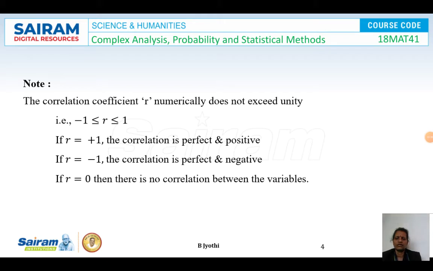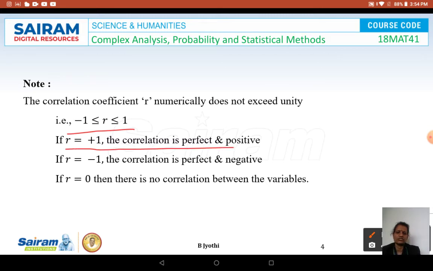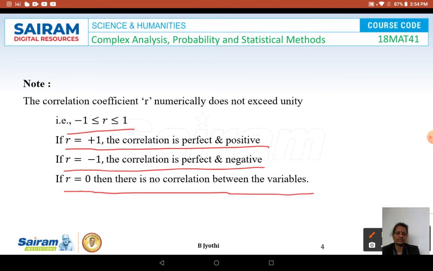Note, the correlation coefficient R numerically does not exceed unity. So it should lie anywhere between -1 and +1. What does +1 represent? If R is equal to +1, the correlation is perfect and positive. And if R is -1, the correlation is perfect and negative, that is, it is negatively correlated. Whereas if R is equal to 0, then there is no correlation at all between the two variables. These are the two things which you have to remember.